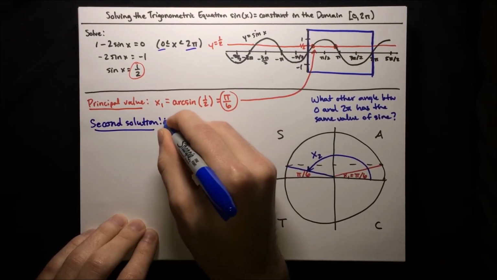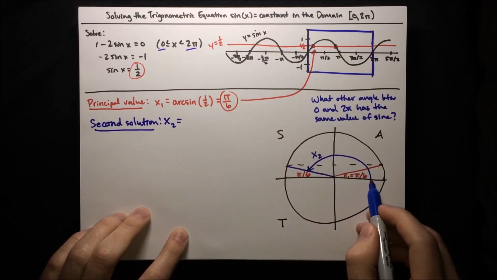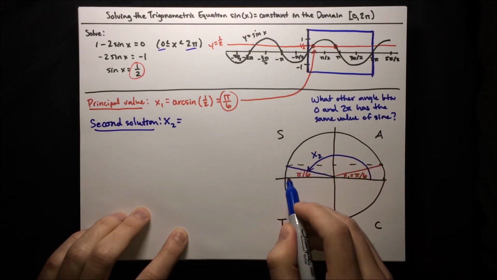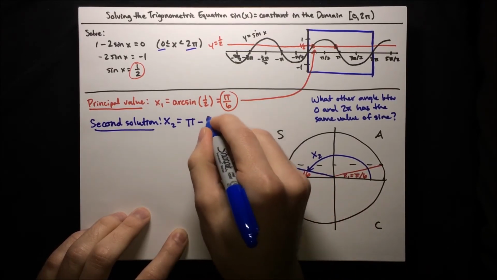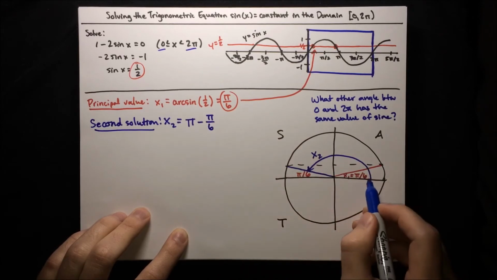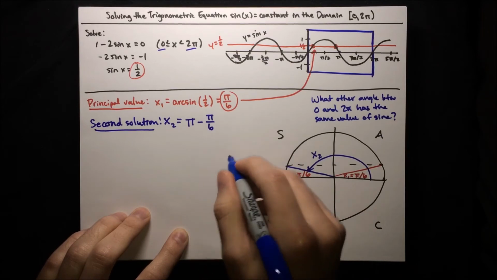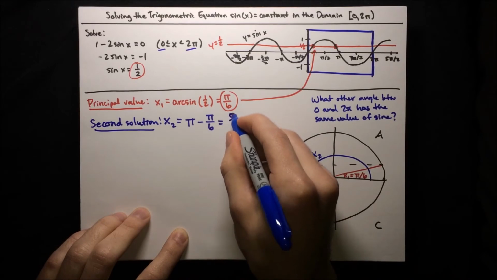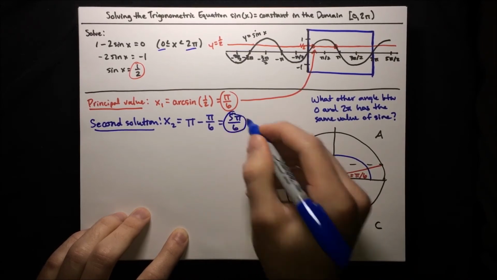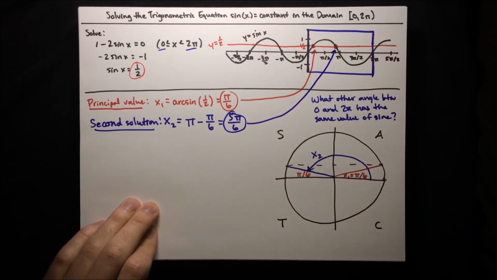Our second solution is x2, and that's equal to, well, again, if we just want to go part of the way around, we can think about going all the way around half a circle. Half circle is just pi, so pi, and then take away that pi over 6. Take away the pi over 6, and that gives us almost all the way around, but leaving pi over 6. That's the angle that we want. Okay, so pi is just 6 pi over 6, so minus pi over 6 is just 5 pi over 6. There we go. And that is our second solution up there.